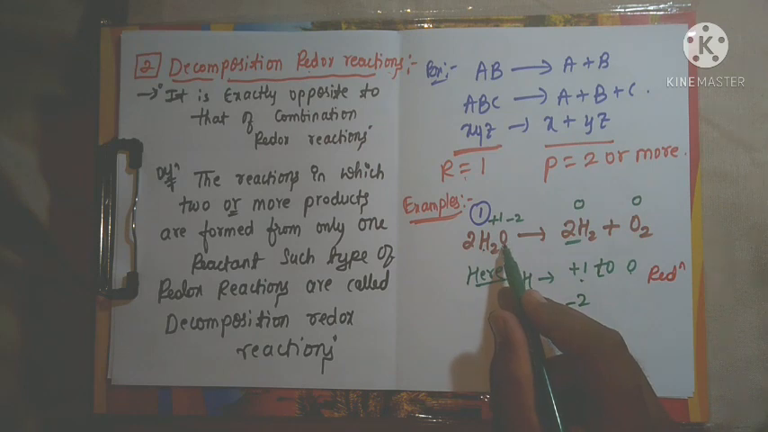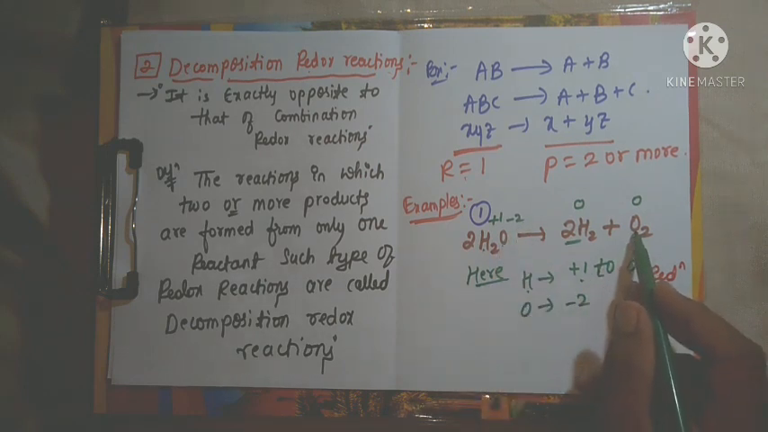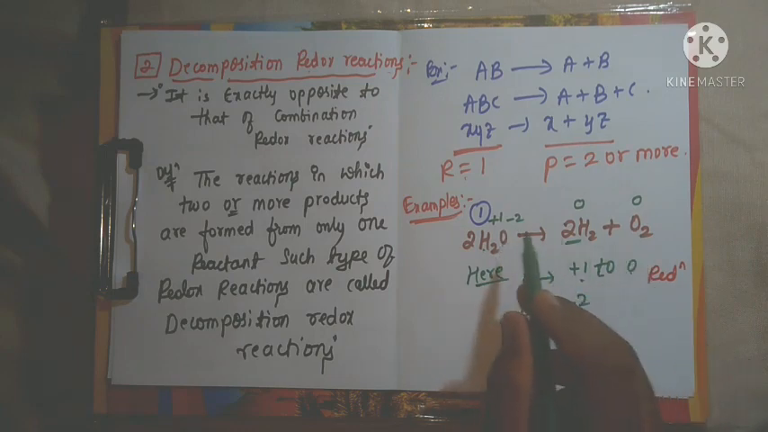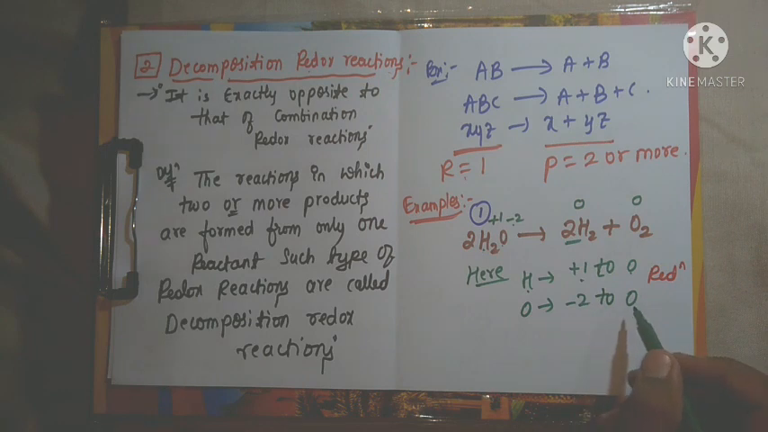Oxidation number of oxygen in the reactant is how much? -2, right? It changes to 0, -2 to 0. In the reactant the oxidation number of oxygen is -2 and in the product it is 0. That is, it is changing from -2 to 0.